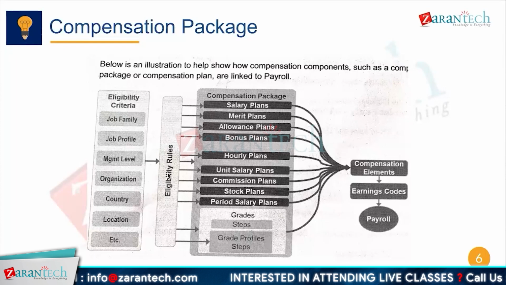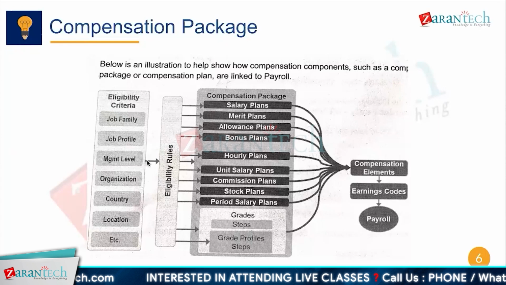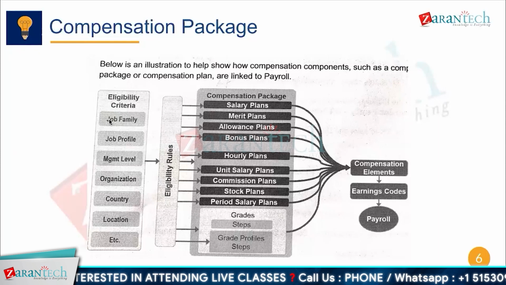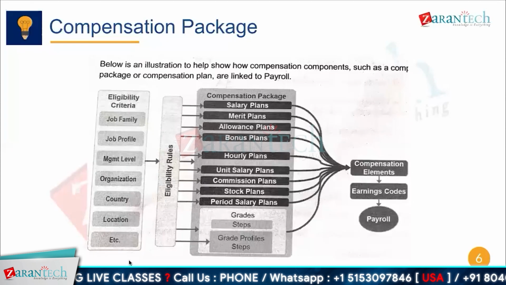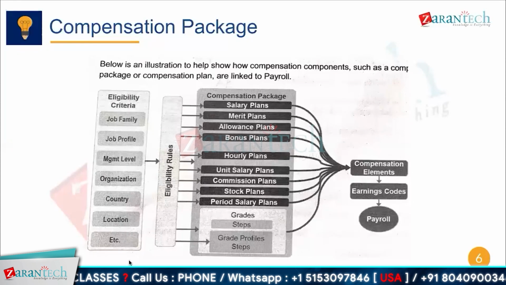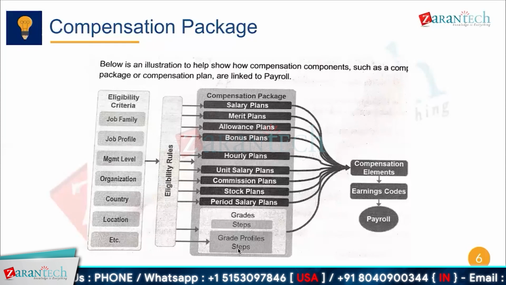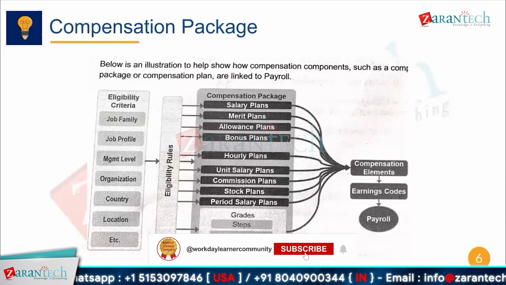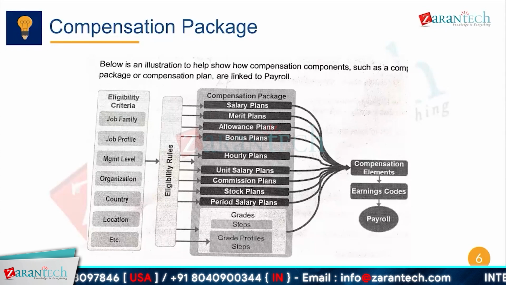And over to the left now, you can see eligibility rules. These are the driving factors, the main driver of it. You can differentiate it based on job family, profile, management level, organization, country, location, or a combination of some or a combination of all. Ideally, in the grade profiles that you see in the bottom square section, we set them based on locations. We derive them based on which location the person is.